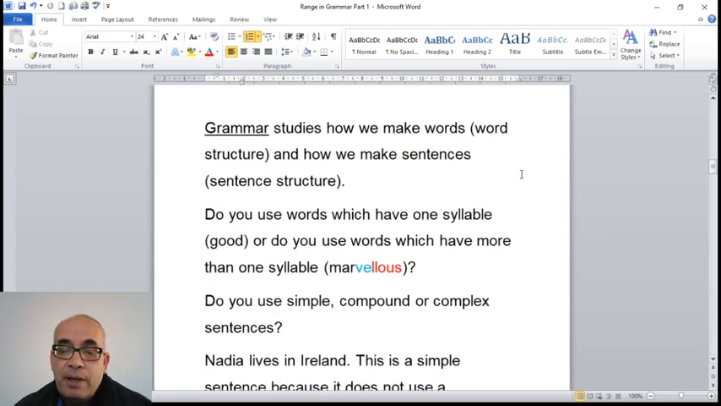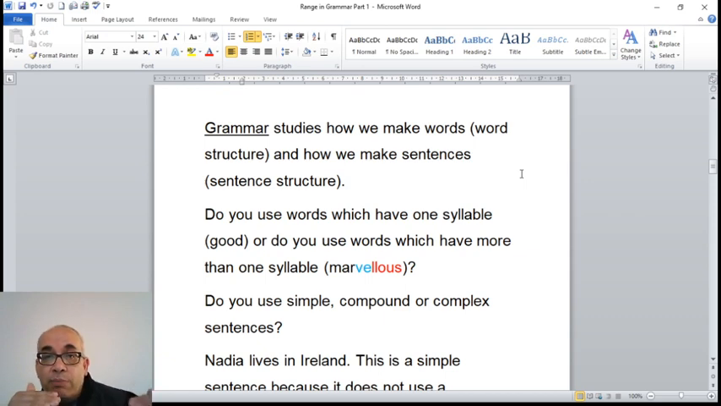Grammar. What is grammar? Grammar studies how we make words, which is word structure, and how we make sentences, which is sentence structure. I repeat, grammar studies how we make words and how we make sentences. Do you use words which have one syllable? For example, good. Or do you use words which have more than one syllable? Marvelous. So 3 syllables, 3 parts.